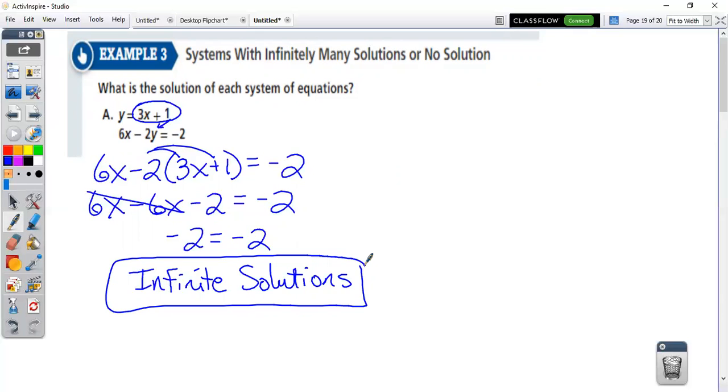What if I got something that wasn't true? What if it said negative 2 equals 6? It's no solution. That means nothing works, okay? It also means the lines would be what? Parallel, okay? They're not going to touch. What does this mean the lines are? They're the exact same. You have one line on top of another line, and they're intersecting everywhere, okay? That makes sense? All right, last example.